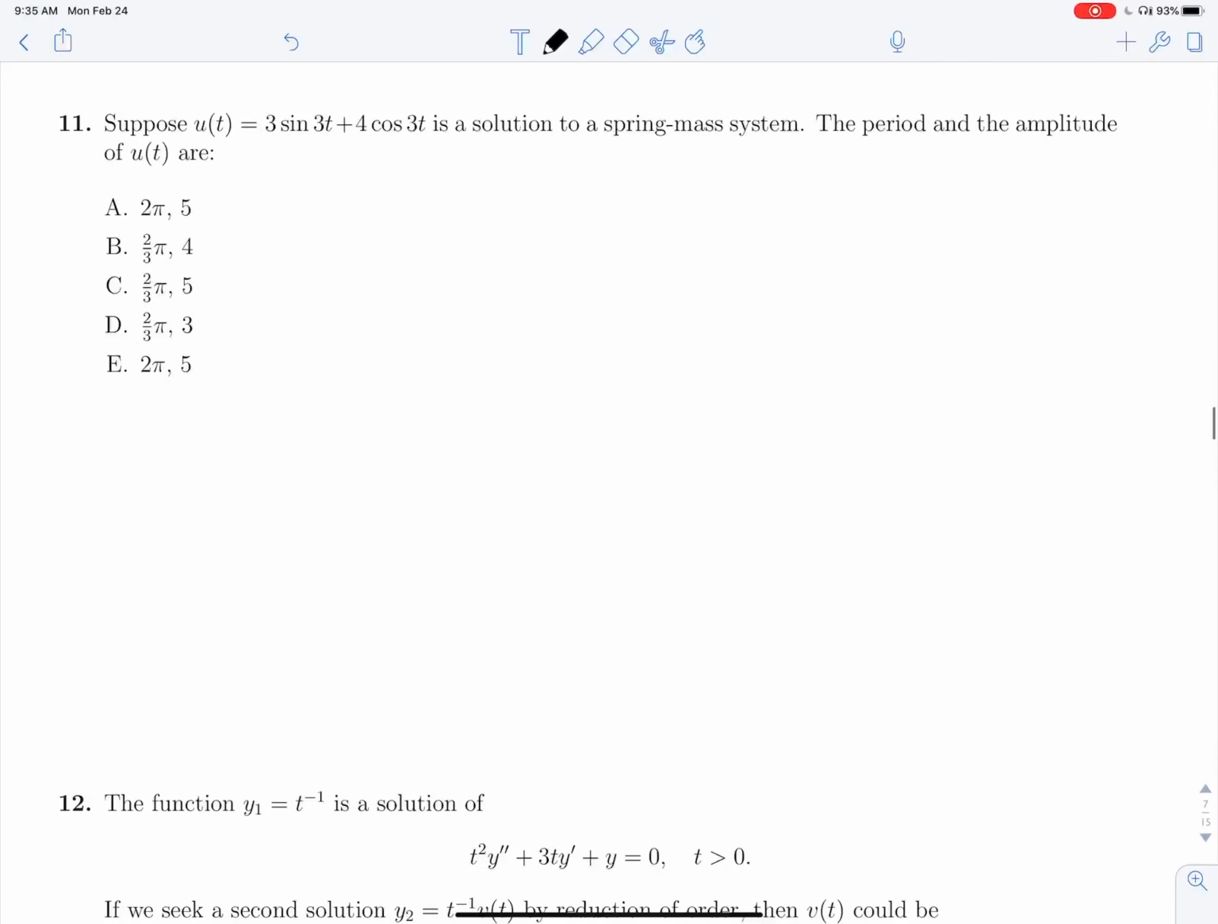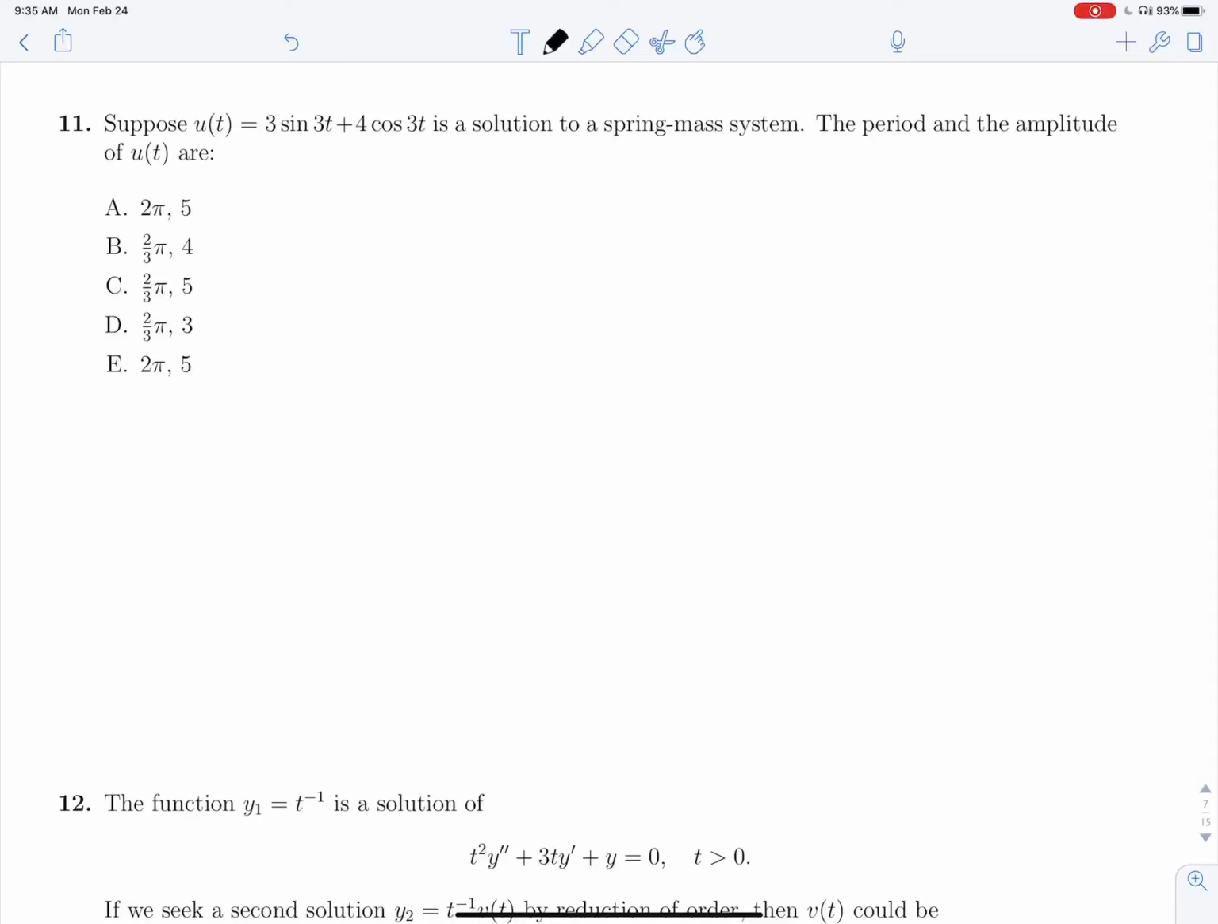Let's suppose that u of t, given there, is a solution to a mass spring system. The period and amplitude of u of t are. So it's a little bit of a silly way that I'm using to solve it. It's definitely not rigorous, but I just noticed this looking through it. We've barely learned this topic in class, so I'm definitely not too comfortable with it. But we can look at this.